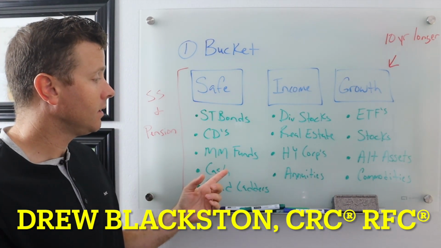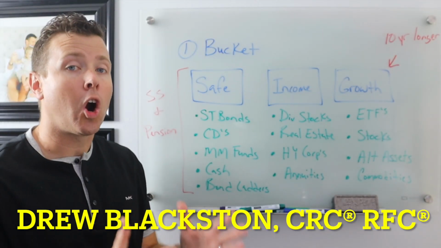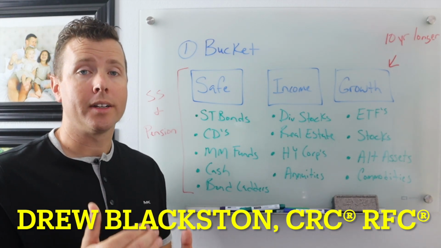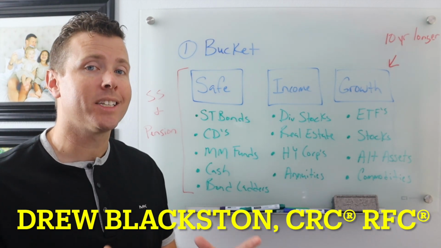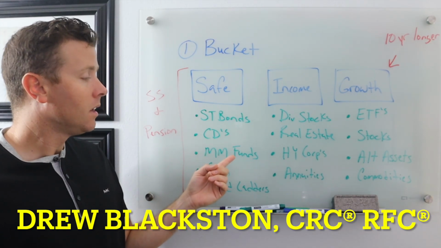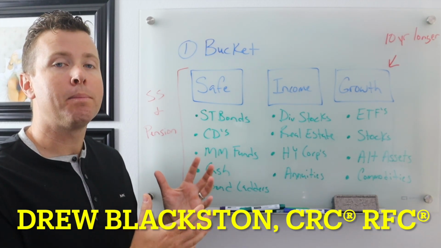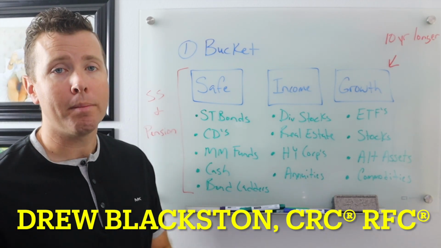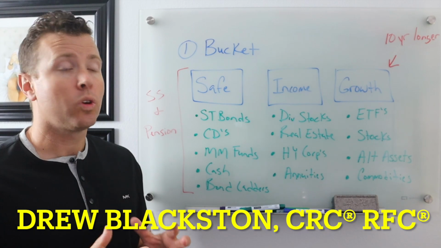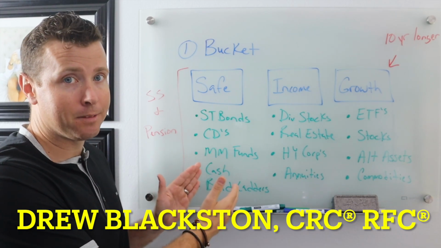So the first bucket in any kind of bucket strategy is your safe bucket. Now, these are your investments that aren't going to move that much with the market, meaning they're not going to go up, they're not going to go down. We're trying to get as safe as we possibly can with these investments. So short-term bonds, CDs, money market funds, cash, and bond ladders. This is where you're going to keep your safe money. Now, obviously, in the environment that we're in today, there's not a whole lot of interest in these investments. So we don't have a whole lot of money that is sectioned out for this bucket.